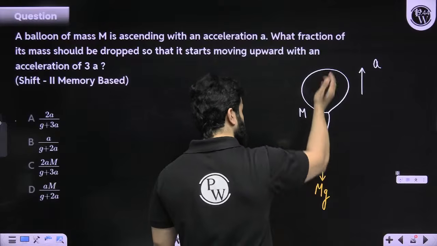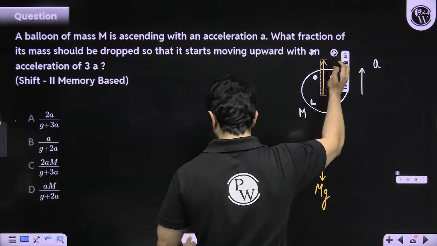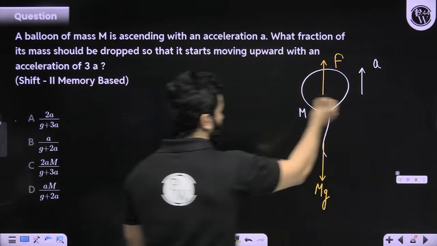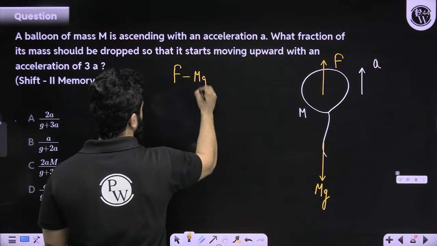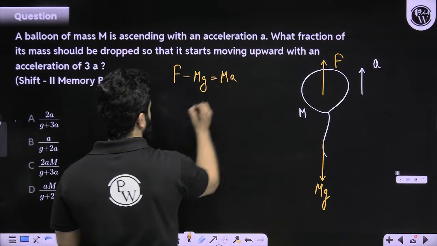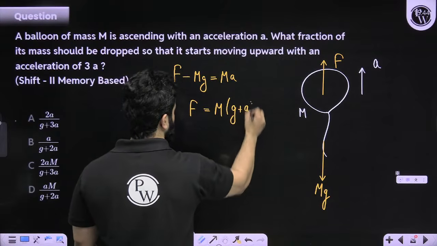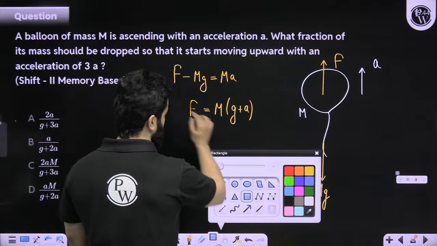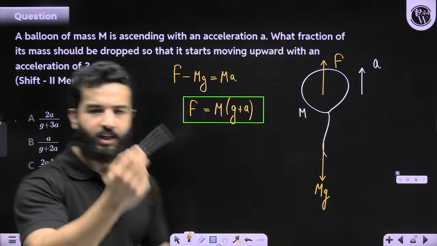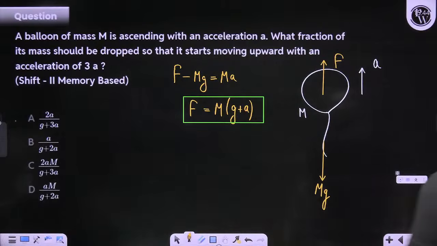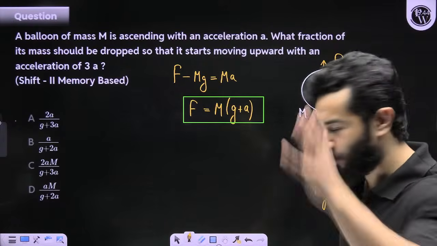And still, if it is going up with an acceleration of a, that means there must be some force which is providing this upward acceleration, and that is F. So initially we can write that F minus Mg is equal to M times a. That means F is equal to M times (g plus a). This is the driving force because of which the balloon is accelerating upwards. Clear?